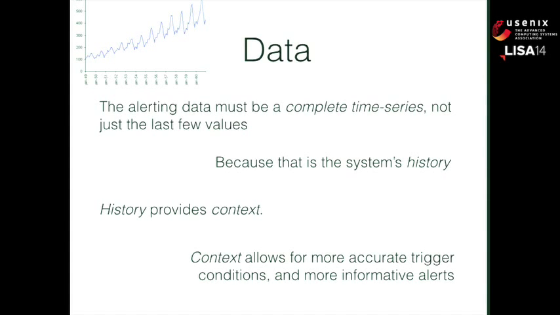And the reason you need that is because it's the system's history. And history is what gives you context for a system. It's, you know, how is it now compared to what it used to be? That's part of context. And from context, you get two things: the ability to trigger more accurate alert conditions and the ability to provide that context in the notifications and make them informative.